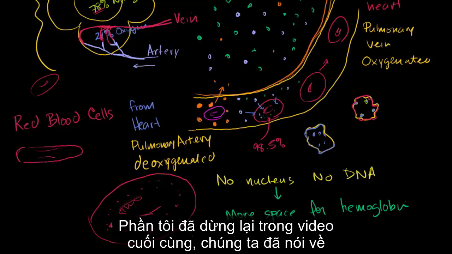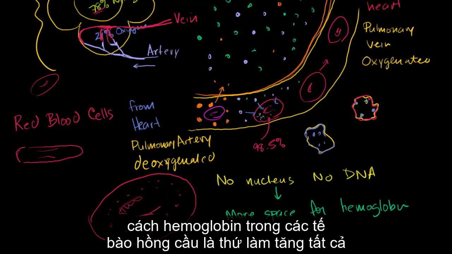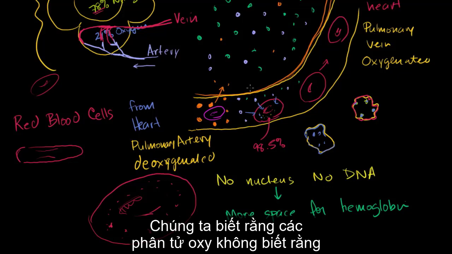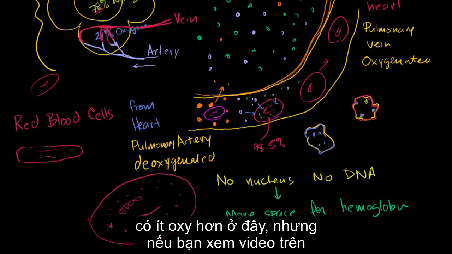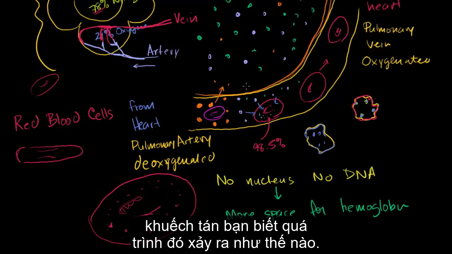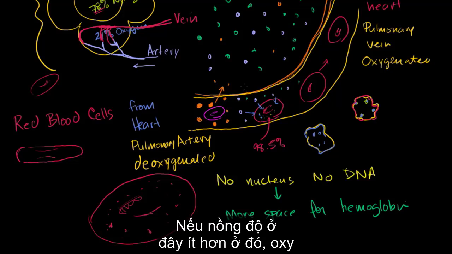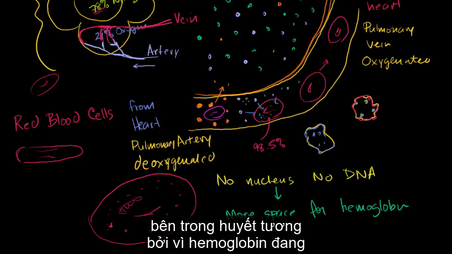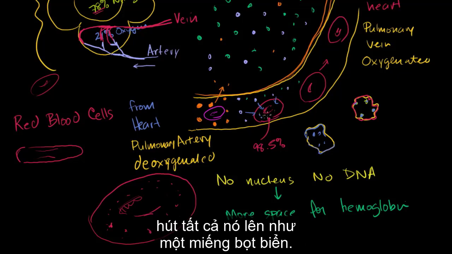I left off in the last video. We talked about how the hemoglobin in red blood cells is what sops up all of the oxygen so that it increases the diffusion gradient, or it increases the incentive, we could say, for the oxygen to go across the membrane. We know that the oxygen molecules don't know that there's less oxygen here, but if you watch the video on diffusion, you know how that process happens. If there's less concentration here than there, the oxygen will diffuse across the membrane, and there's less inside the plasma because the hemoglobin is sucking it all up like a sponge.